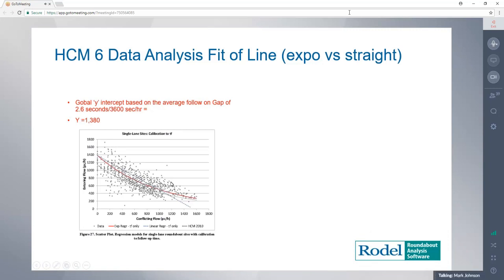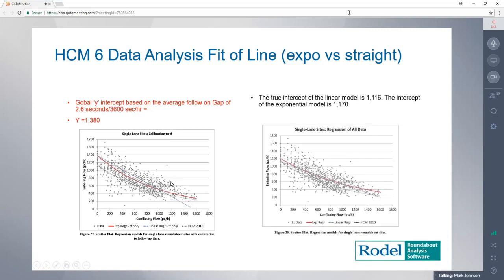Part of the challenge was the wide spread in the data that they were using, and they wanted to have a calibration feature on the follow-on time only on the y-intercept. When you look at the data, they ended up averaging the follow-on times and then anchoring the intercept at 1380 or 1385. I think it's 1380. But the actual intercept of the data is closer to about 1200 without using the average follow-on time. So that's a more accurate fit when you don't use the global follow-on time.